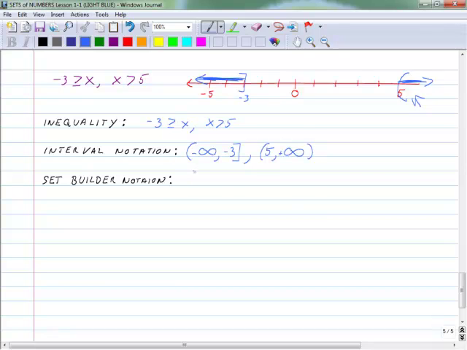Now in set builder, if you take a look, if you haven't noticed it yet, it's just like writing an inequality. So it's set builder notation. It's really similar to an inequality, if you haven't noticed already. So we have x such that -3 is greater than or equal to x, comma, x is greater than 5.